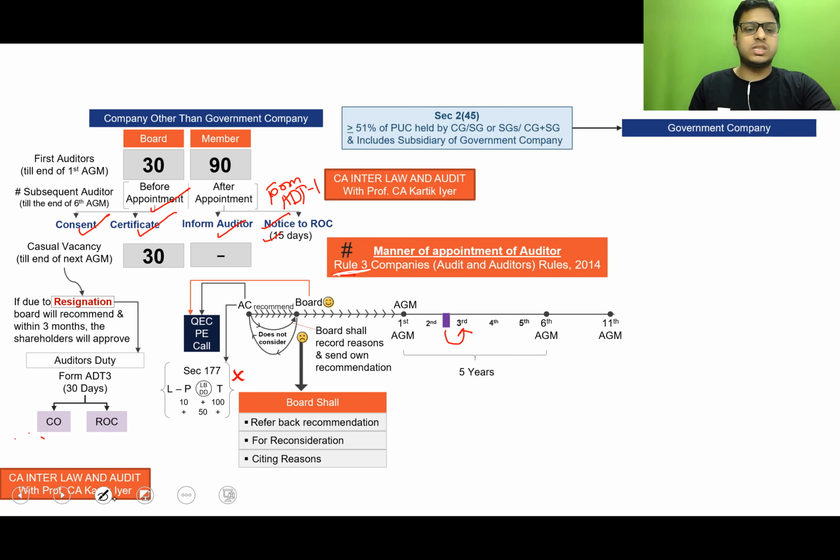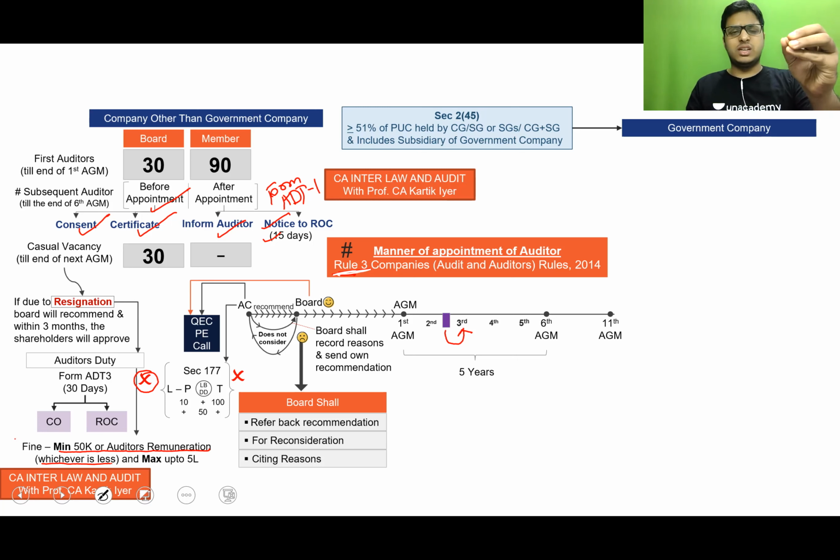If the auditor does not do this, what is the penalty in relation to this? Let's see. If the auditor does not give form ADT3 within 30 days, the penalty is here, but the penalty has changed. So what you can see on the screen has changed. Note this: the fine is 50,000 minimum, or the auditor's remuneration, whichever is less. This is exactly what I had explained to you in the class. If the resignation is not given within 30 days, then this penalty will be there: 50,000 or the auditor's remuneration, whichever is less.